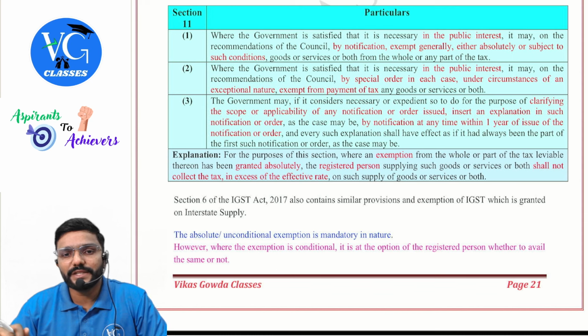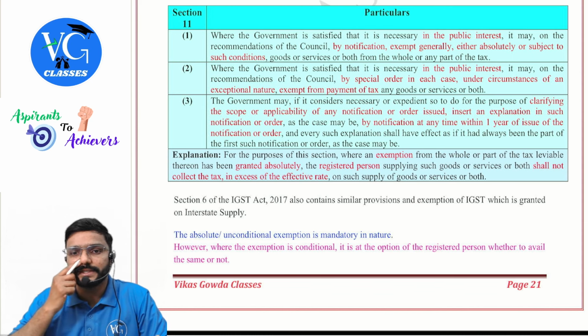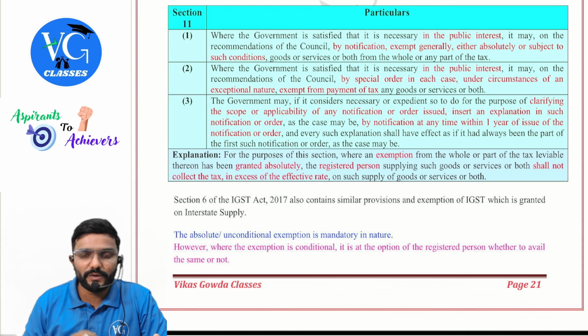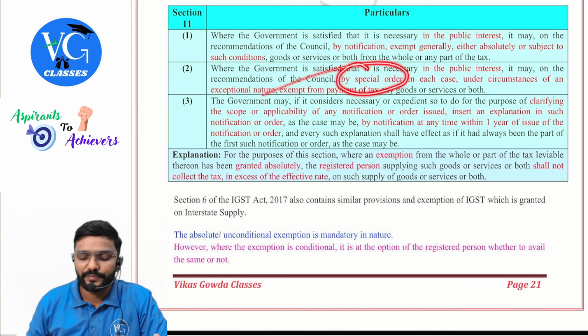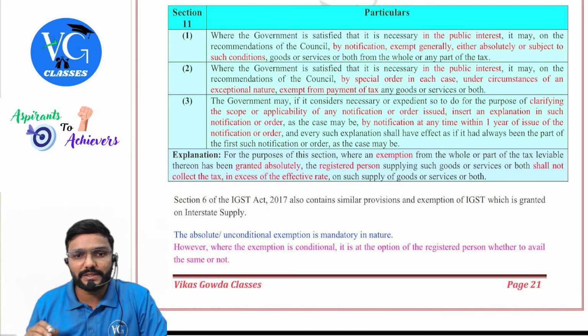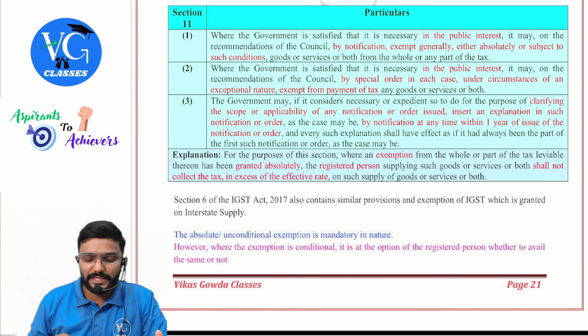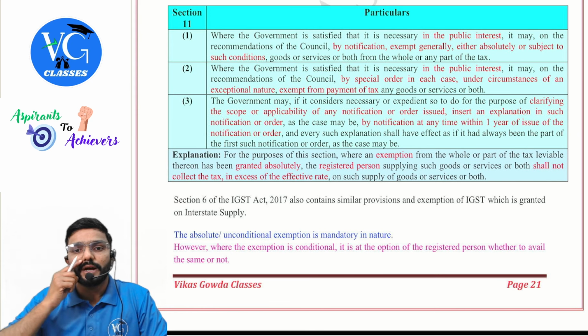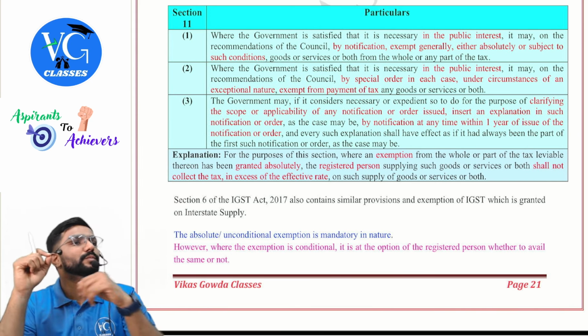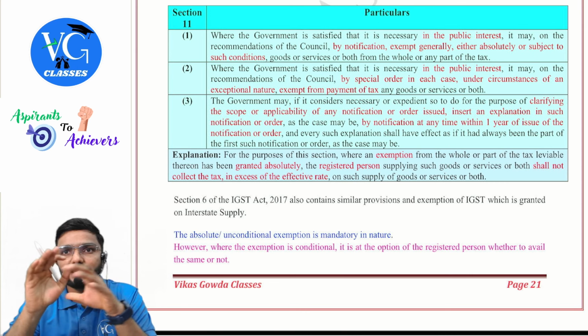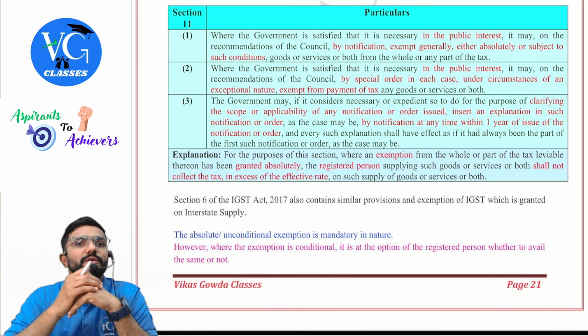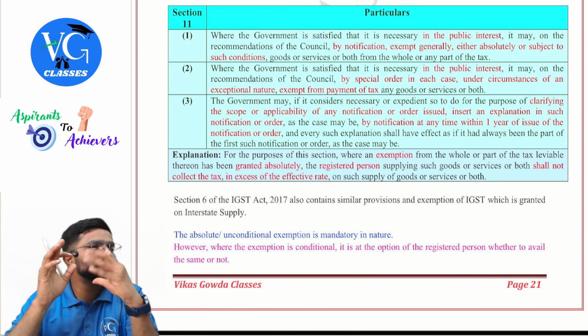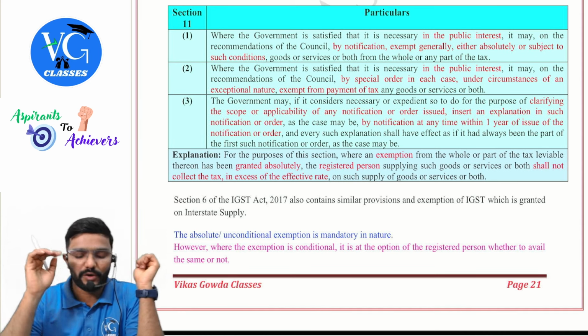Where the government is satisfied that it is necessary in the public interest, it may, on the recommendation of the council by special order, in each case, under circumstances of an exceptional nature, exempt the payment of tax on any goods or services or both. Okay, is that clear? General exemption can be given through what? Notification. Whereas special exemption can be given through special order.